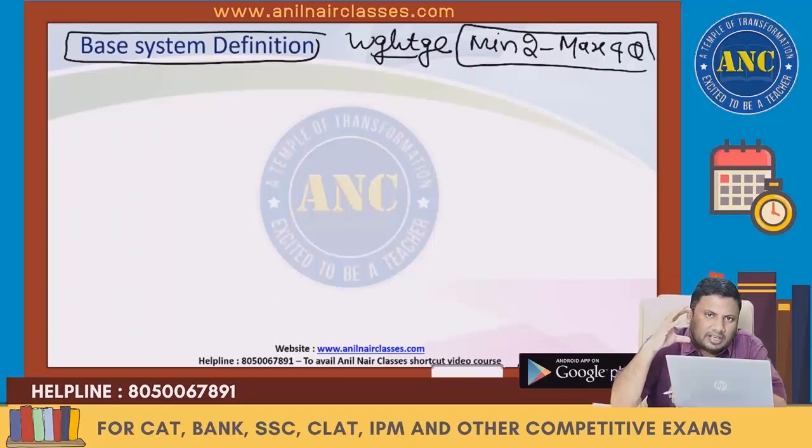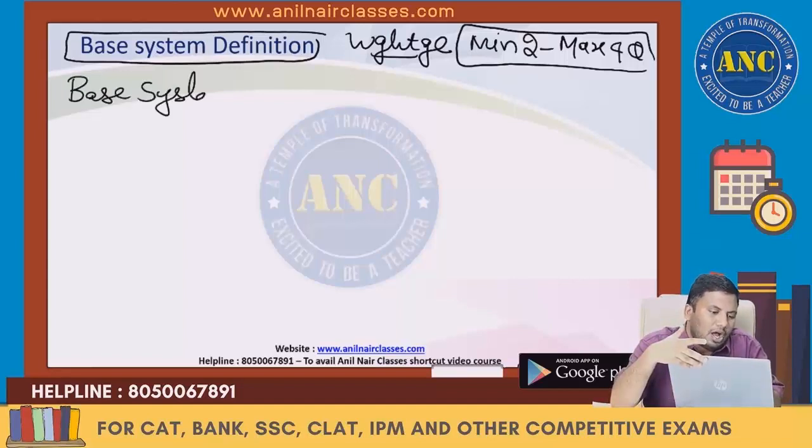If a student has got number system as a topic which is tested in your aptitude examination, if you got number system as an important component in your aptitude syllabus, this topic is extremely important. Now, what is a base system? How important is it to know this base system?